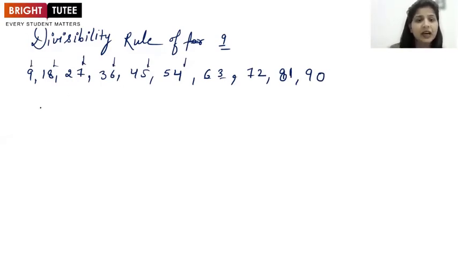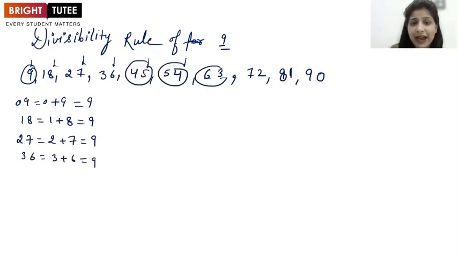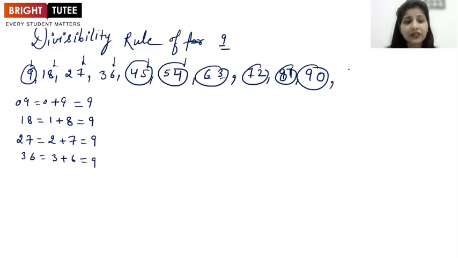But yes, let's try to add the digits. See, 9 is there, that is 0 plus 9. The sum is 9. 18, I can add the digits. Yes, I'm getting 9. You add 27, 2 plus 7, 9. You add 36, 3 plus 6, you get 9. So add these digits, you are always going to get 9. Okay. After 90, what you will have? 99. Yes. You add 9 plus 9, you are getting 18, which is also a multiple of 9.